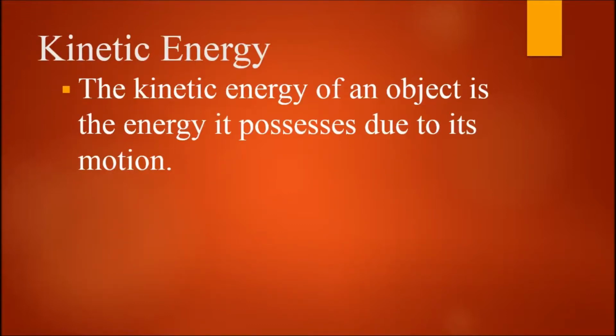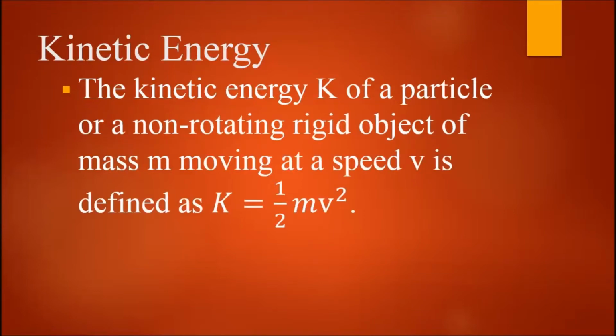Now, one type of energy that an object may possess is the energy due to its motion, and this is called kinetic energy. The kinetic energy K of a particle or a non-rotating rigid object of mass m moving at a speed v is defined to be equal to 1/2 the mass times the square of its speed.